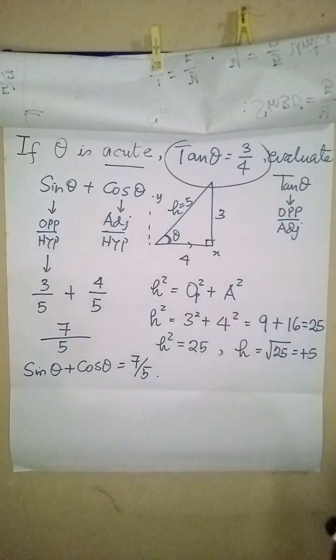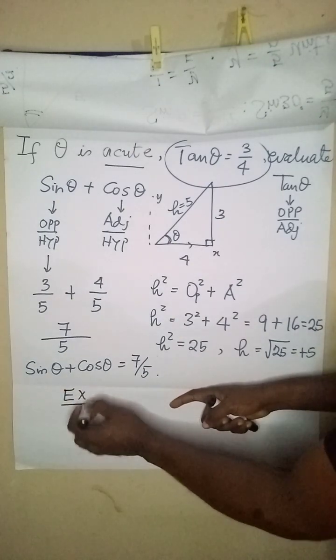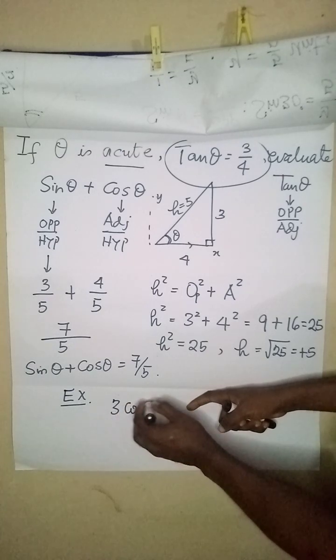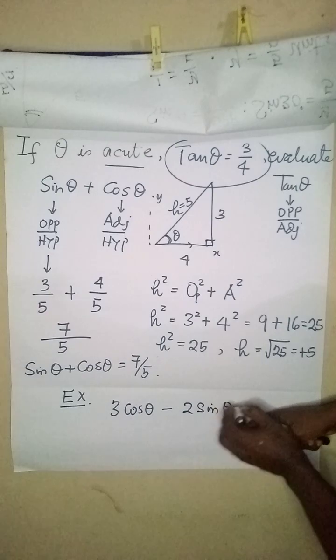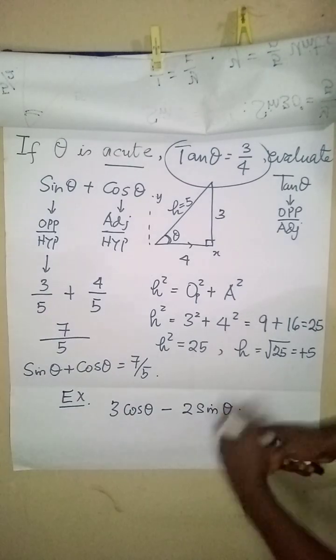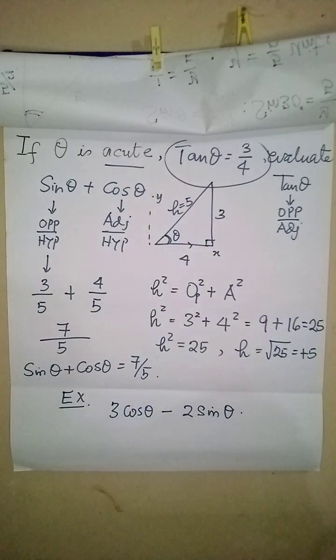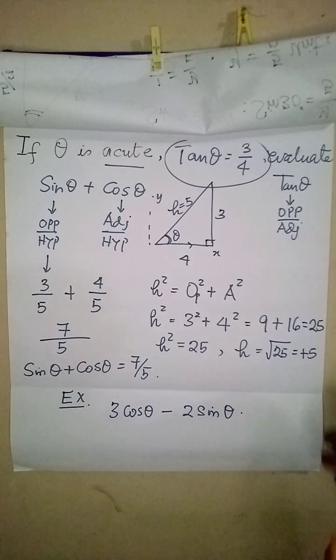I can give an exercise to also evaluate. You can evaluate 3 cos theta minus 2 sine theta. This is just an exercise for you, knowing that theta is acute and tan theta is also 3 over 4. This is basically one of the fundamental areas that is required in trigonometry and solving right angle triangles.